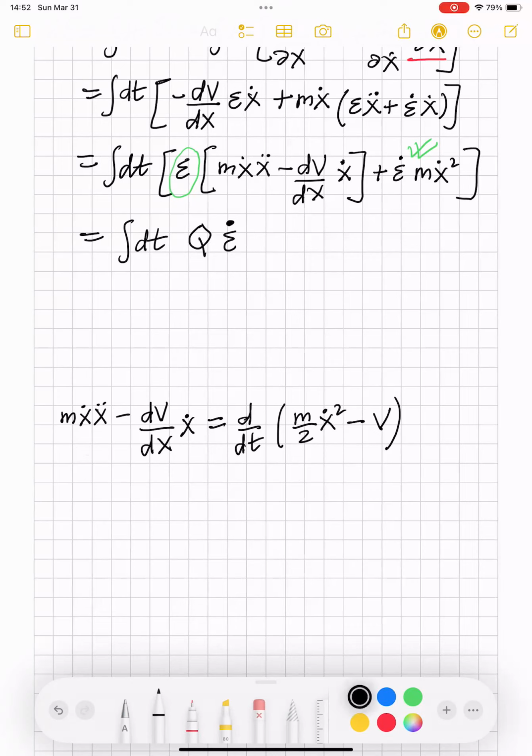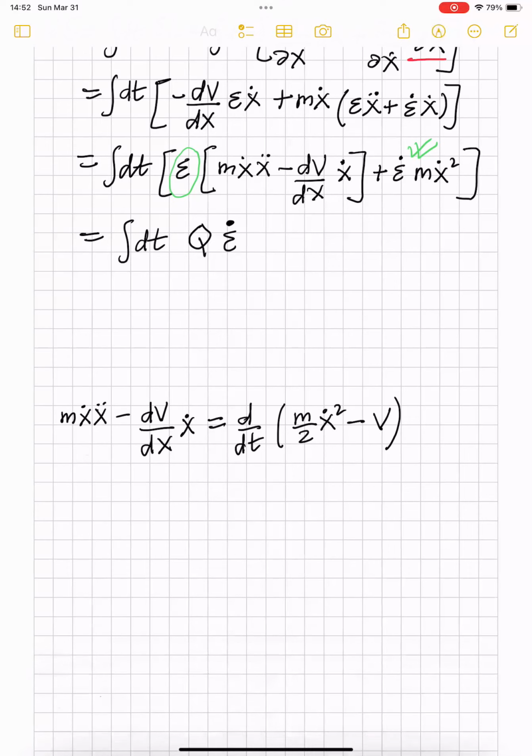Good. Okay, so I want to use that now. And I'm going to use that in here. So I've got an integral dt.